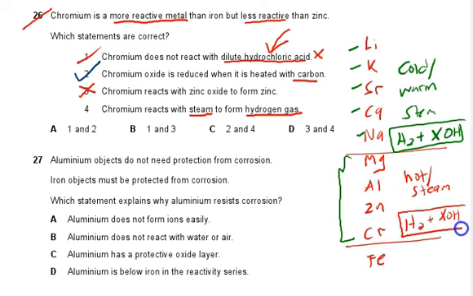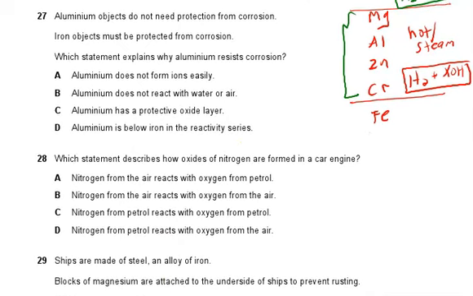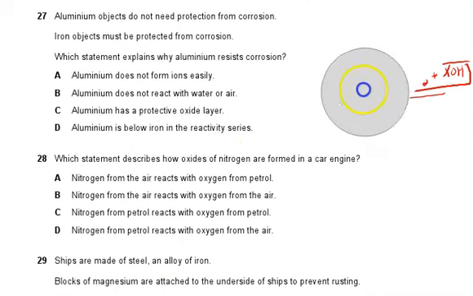So these are their equations. Please remember this. Due to this, chromium reacting with steam to form hydrogen gas is correct. So your best answer here will be 2 and 4, which is C. Now we go to question number 27, and let me erase this part.